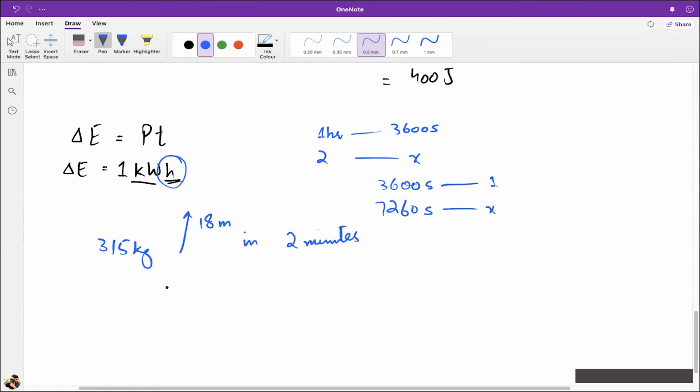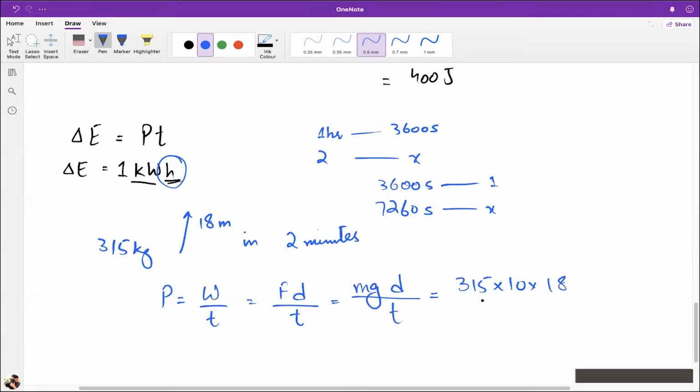So for that, first of all, we know that power is work done over time, but work done is force times displacement. And what is the force over here? The force is of gravity. So it is M into G, and then you have D, you have T, everything just falls in place. You plug in the values. Mass is 315, G is 10, height traveled is 18, and time taken is 2 minutes, which is 2 times 60 seconds. So you convert this, you divide this, and there you have it.